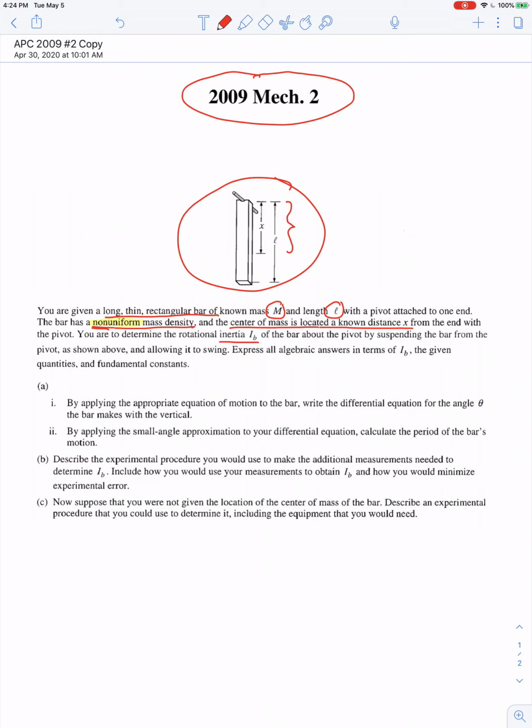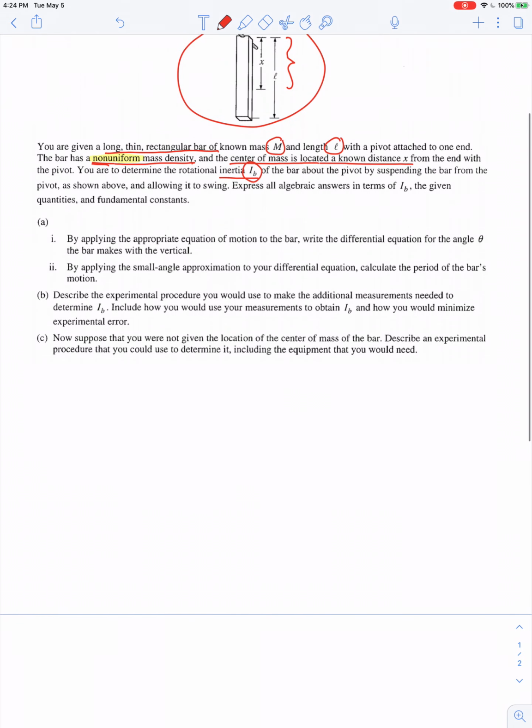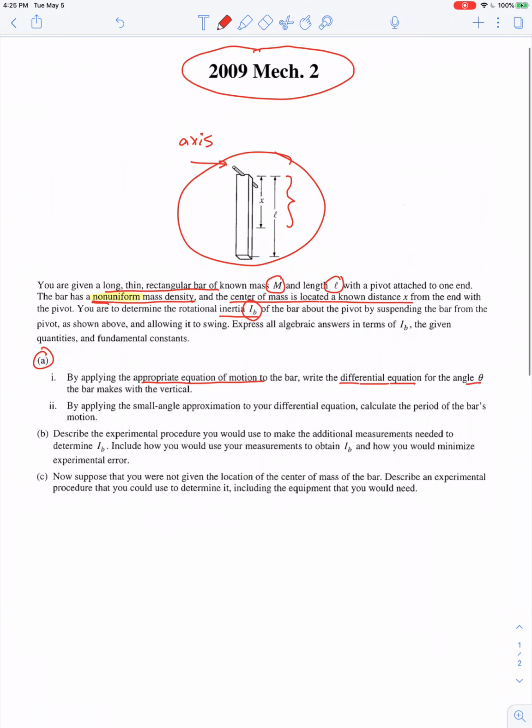So you suspend it from the very top, and that forms an axis of rotation, and we have to figure out experimentally as well as theoretically how we could get a value of this rotational inertia. So let's get into the theoretical determination. We can apply an equation of motion and express a differential equation that describes the angle that the bar makes with the vertical. So we're going to pull the bar back so it sits in this position. That's the farthest angle that we'll pull it back. That's theta max.